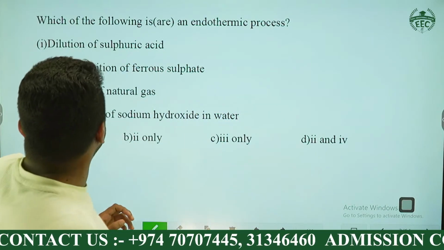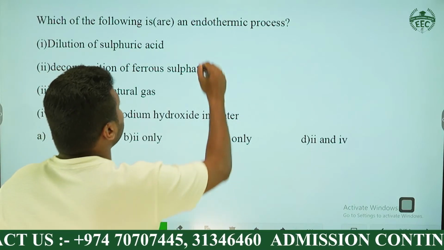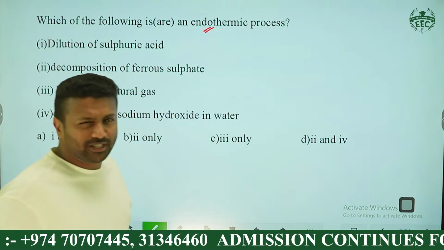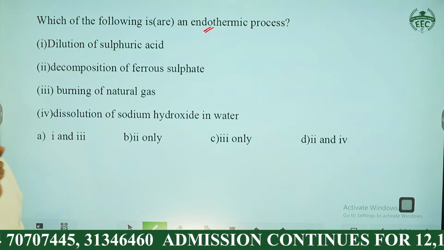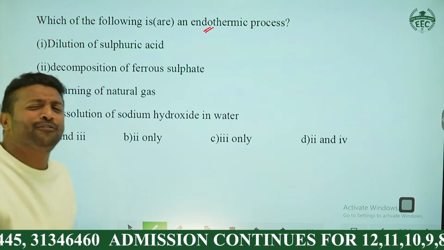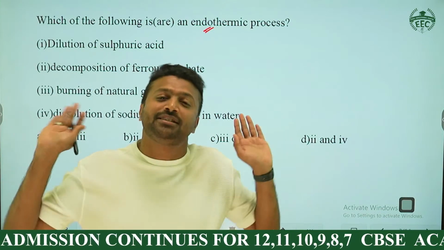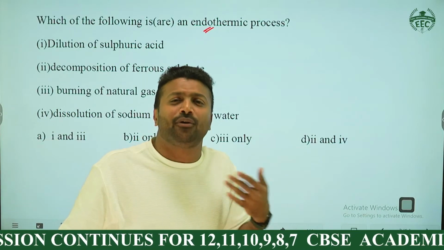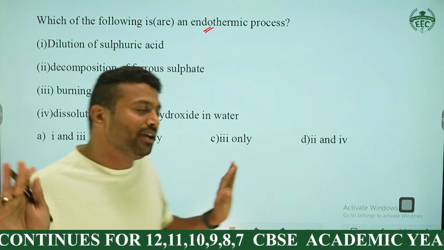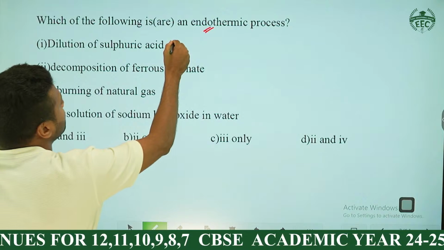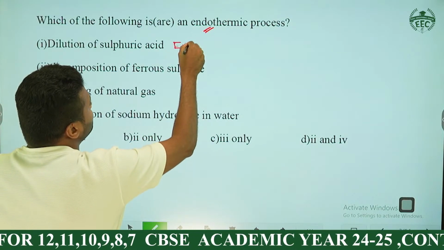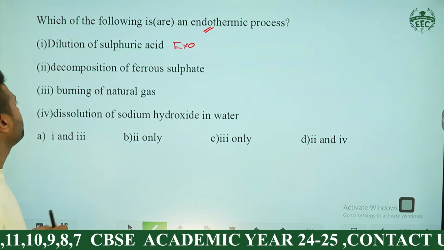So which of the following are endothermic reactions? Option A, the first statement, dilution of sulfuric acid, dilution of acid, sulfuric acid, hydrochloric acid, whatever it may be, dilution means exo, right? Whether it is sulfuric or nitric or hydrochloric, dilution, confirm, it is exo. It's not endo, it is exo. Heat will be exiting, heat is going out.